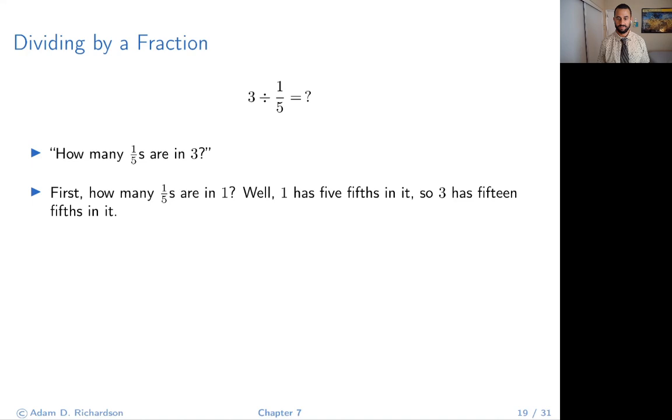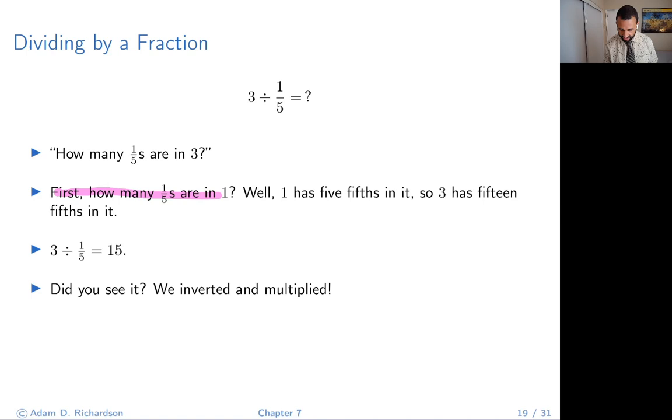Did you get that? There you go. So that means that 3 divided by 1/5 is 15. Did you see it? Did you see it? We inverted and multiplied. Did you catch it right there? It's weird, huh? It's that fast. We already did it. We did the inversion and we did the multiplication. And you can see it right in here. First, how many 5ths are in 1? The reason is we're recognizing that we're doing this.